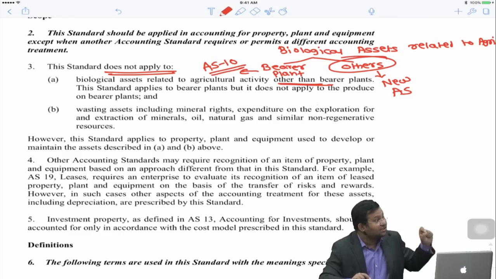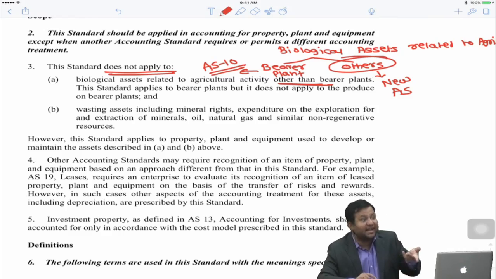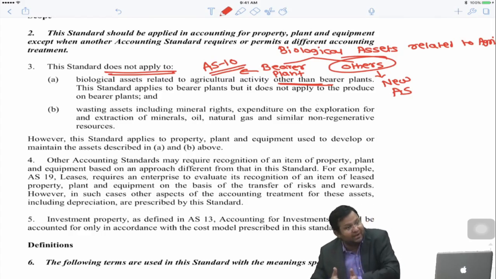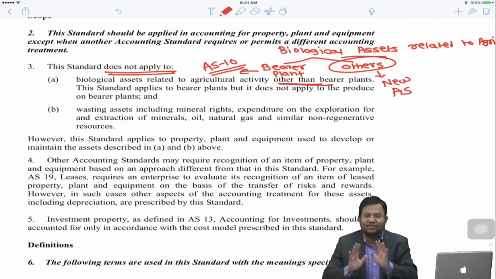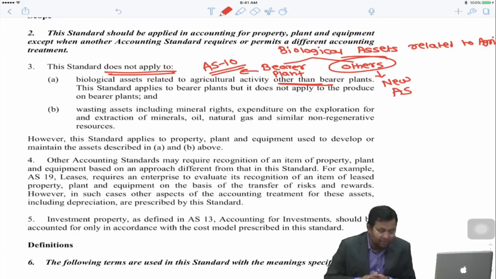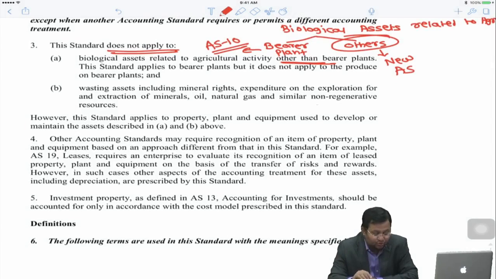So standard किसको applicable नहीं है? Biological assets related to agriculture except bearer plant. Bearer plant को standard applicable है, लेकिन bearer plant से जो produce बनेगा उसको ये standard applicable नहीं है. Standard is also not applicable to vesting assets like mineral rights and other things, क्योंकि इसके लिए guidance नोड है. However, this standard applies to property, plant, equipment used to develop or maintain other assets. That I'll explain.